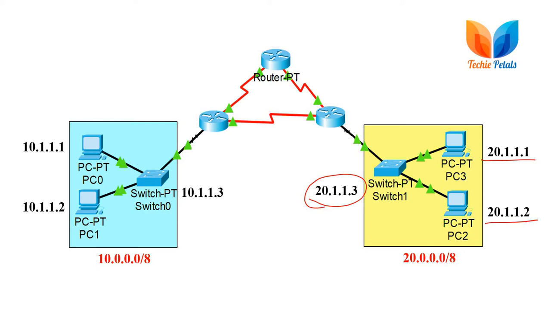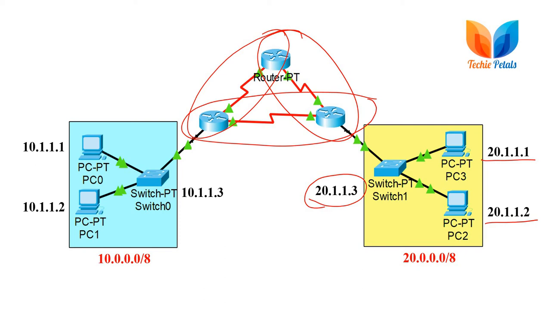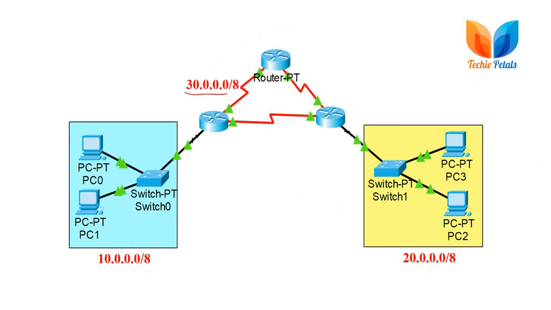Now the next network, I hope you can trace out the next network. The next network is this, one more network is this, and the last network is this. So we have 3 more networks, a total of 5 networks here. This is your next network with network ID 30, the next network has network ID 40, and the fifth network has the network ID 50.0.0.0. So these are the networks that we are going to use.